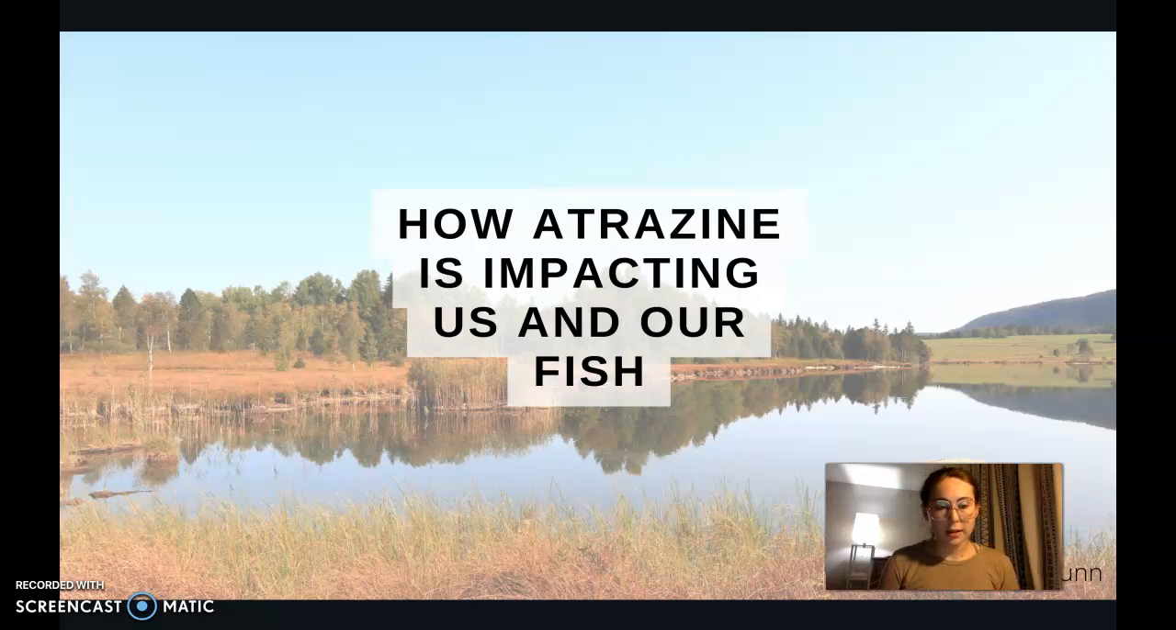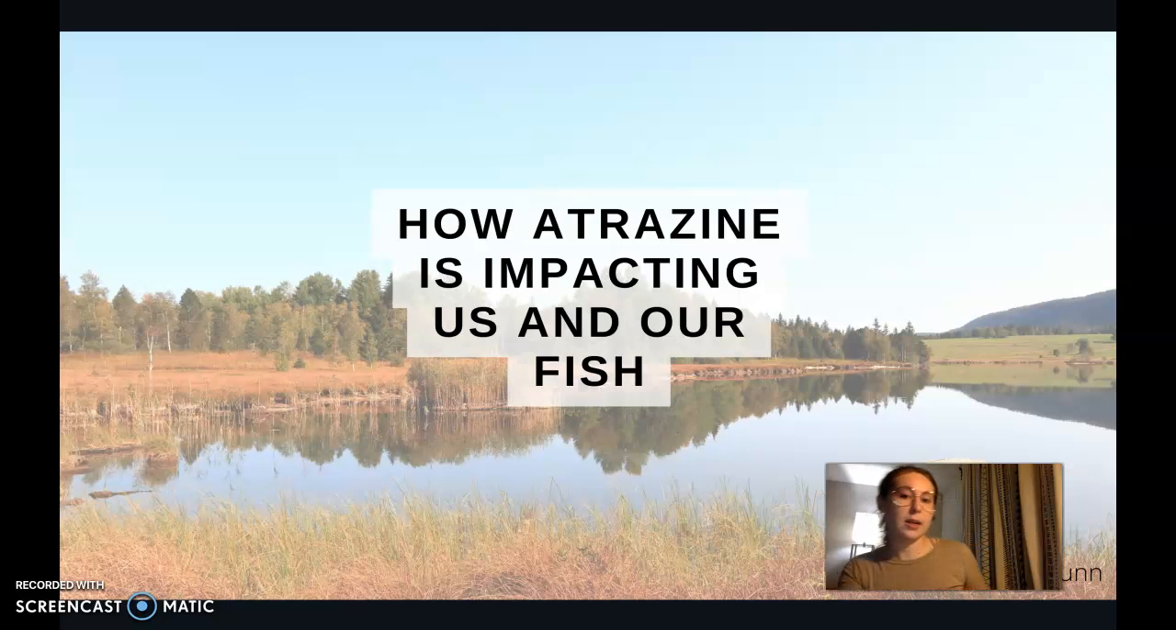Hello, my name is Jacqueline Gunn and I'm a student at Unity, Maine, and I'm going for my wildlife conservation degree. I was hired by the town of Voluntown, Connecticut, to go over a current issue that's occurring in their ponds.